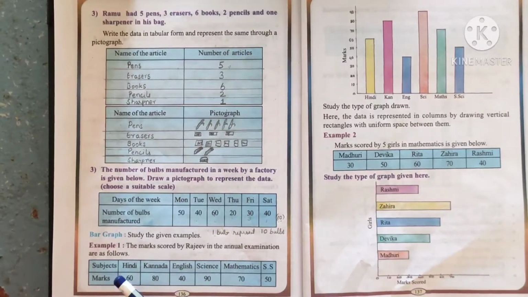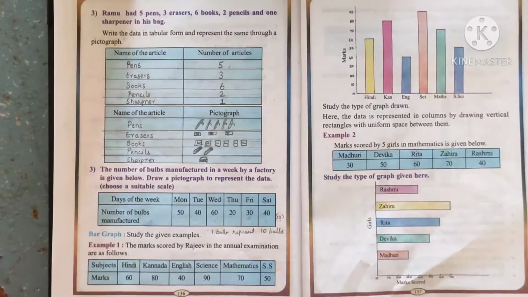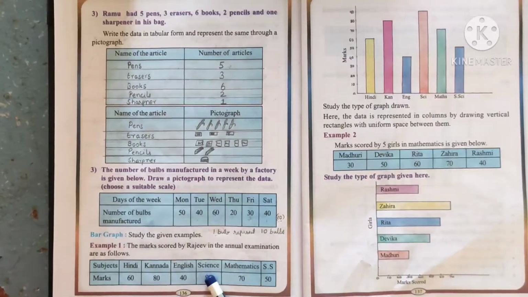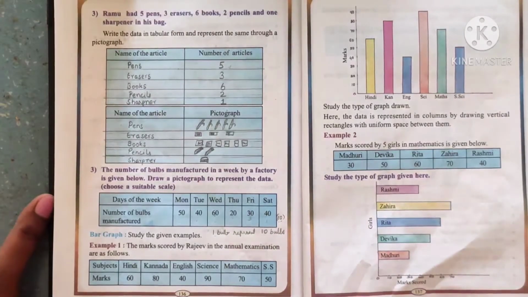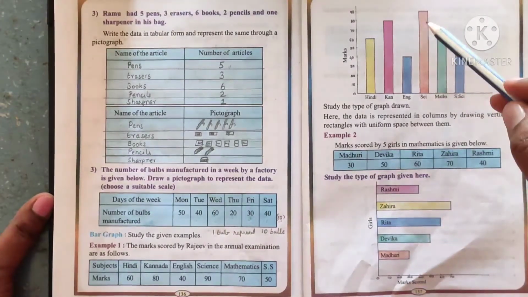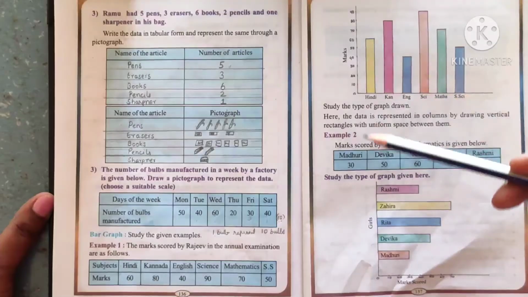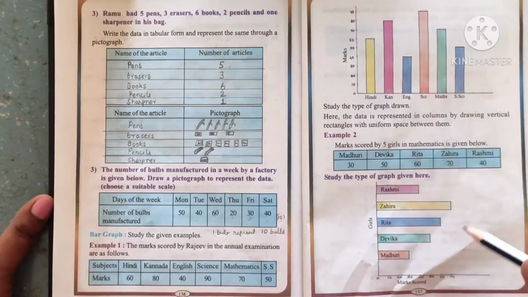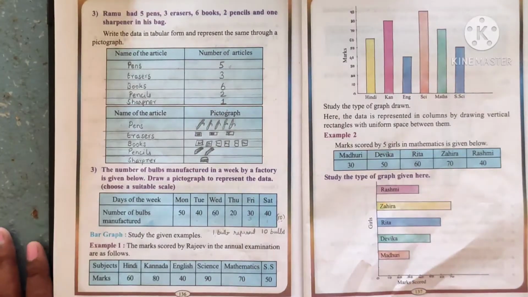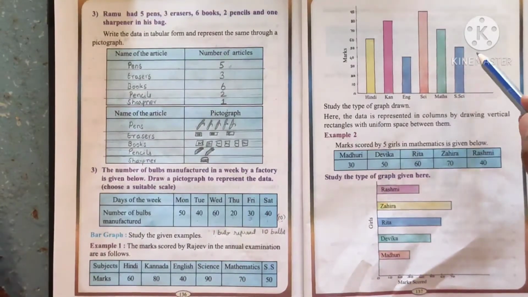See the example here. The marks scored by Rajiv in annual examination are as follows. So subjects are Hindi, Kannada, English, Science and Mathematics, Social Science. Marks are 60, 80, 40, 90, 70 and 50 respectively. Now go to the next page. You can see some colorful bars here, and some numbers written on one side, subjects written on the other side. Now what is this? This is the bar graph.